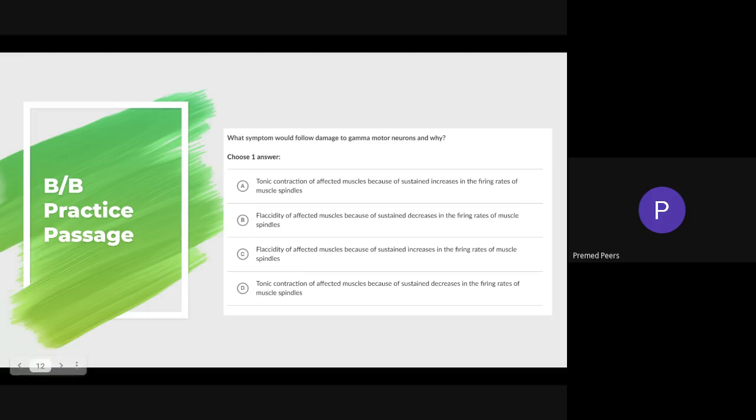The only difference between the answer choices is sustained decreases versus sustained increases. The reason that you cross out C is because it's the opposite of what's being described in the question. Damage to gamma motor neurons would not result in increased firing. It would result in decreased firing because that's what damage suggests. And so that's why you can come to the conclusion that B is the correct answer.